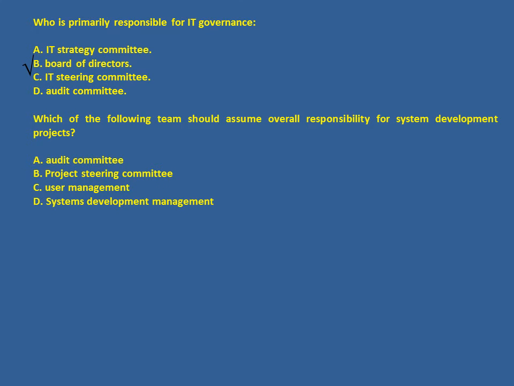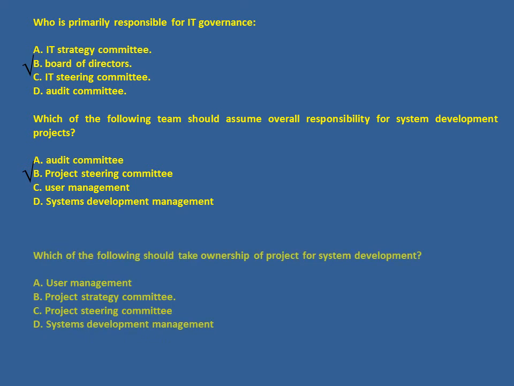Which of the following teams should assume overall responsibility? Whenever it comes to assume overall responsibility, it should be steering committee, project steering committee. They assume the overall responsibility for system development project. Which of the following should take ownership? Now, ownership is basically the user management or project sponsor. They are the owner of particular system or project.